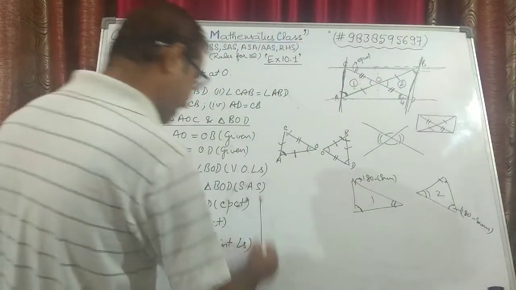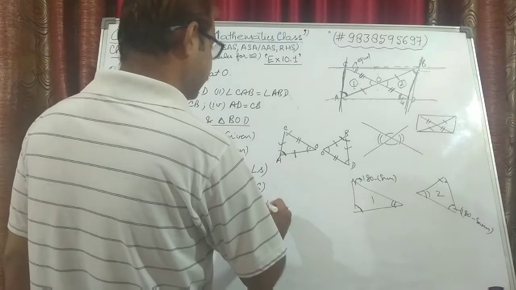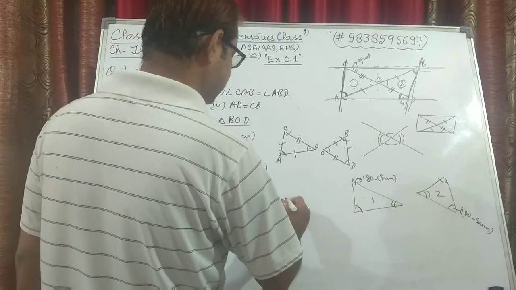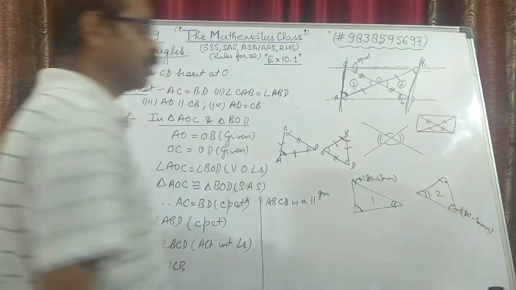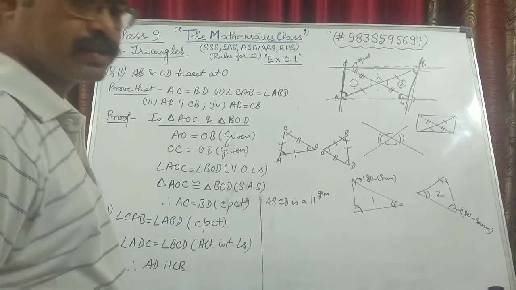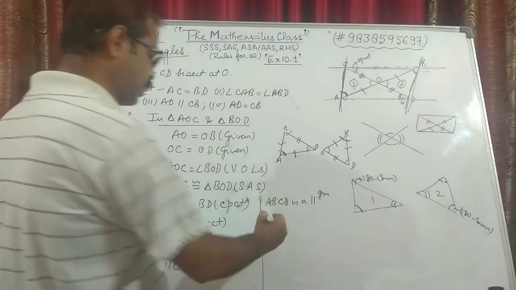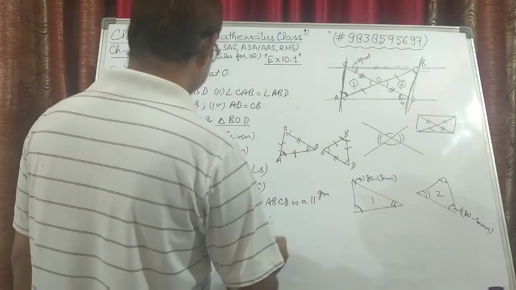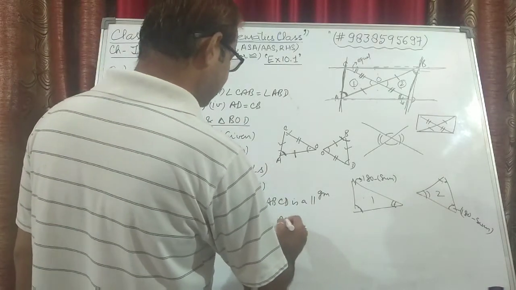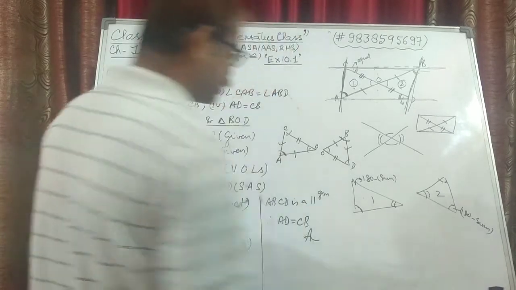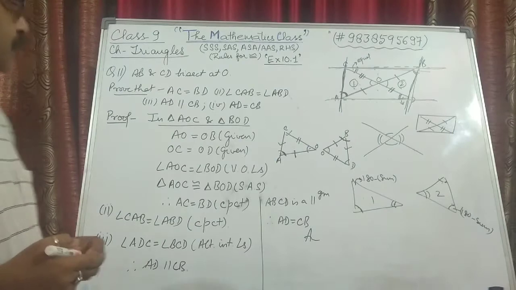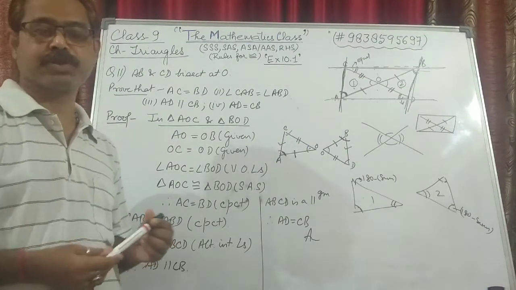So we can say that ABCD is a parallelogram, and if it is a parallelogram, we know that opposite sides of the parallelogram are equal and parallel. So simply you can say, therefore AD is equal to CB. That is the proof. So now we move on to the next question.